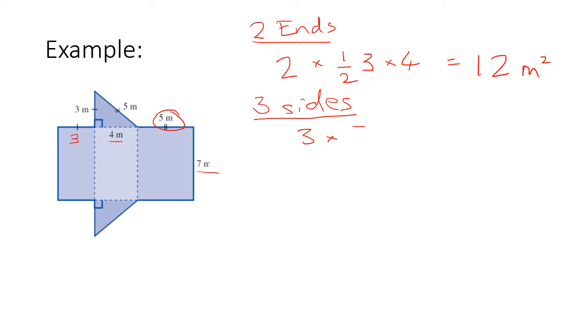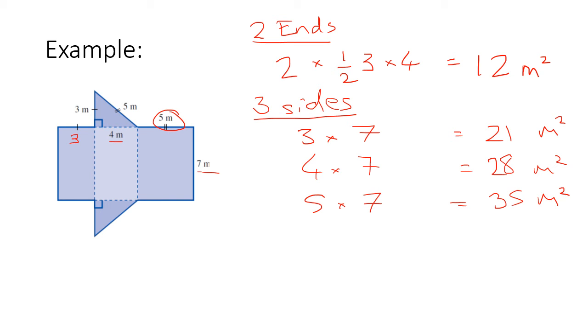So I've got 3 times 7 gives me 21 meters squared. I've got 4 by 7, gives me 28 meters squared, and I've got 5 by 7, which gives me 35 meters squared. And then my total surface area, I've just got to sum all these values. And I get 96 square meters as my total surface area of this triangular prism.